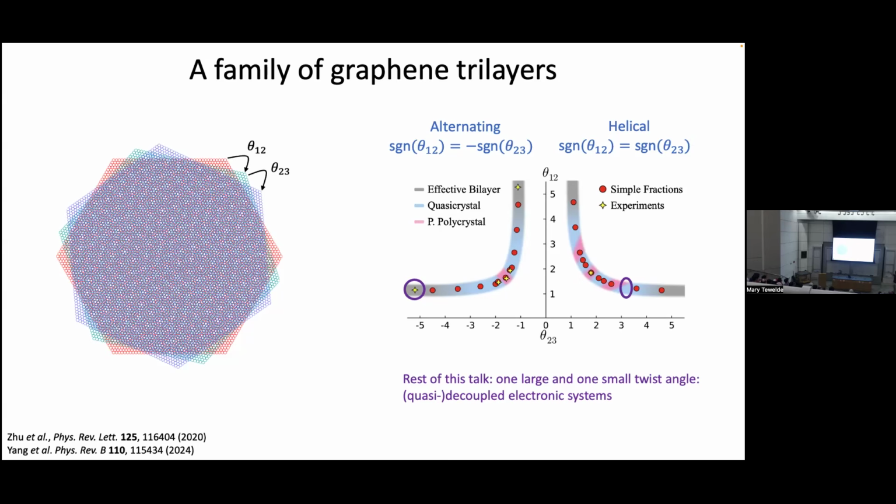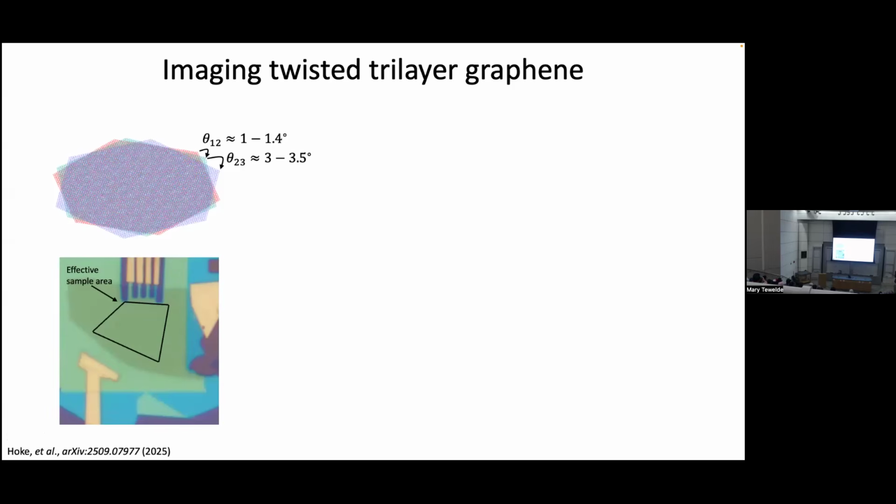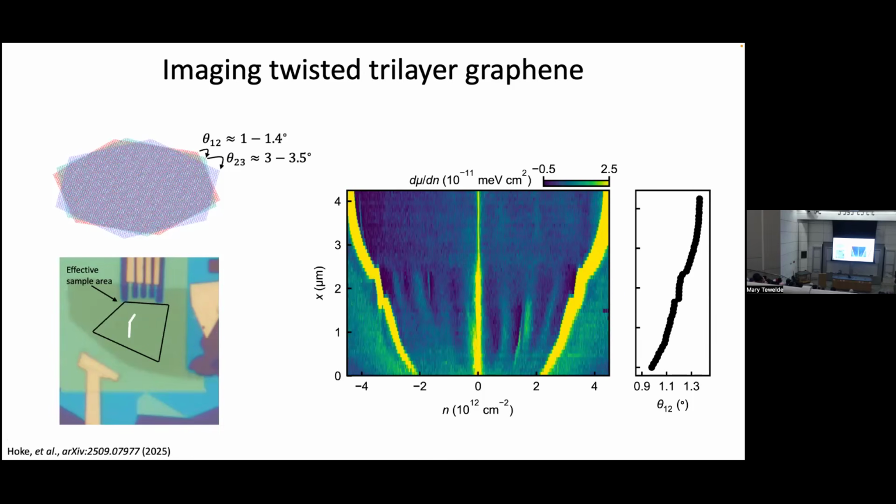I'm going to skip over this one, which is the twist decoupled case, and just go here, which has 3 layers which are quasi-coupled. I'm going to skip through this guy. So we have a trilayer that has about 1 to 1.4 degrees between one set of layers and 3 to 3.5 degrees between another. And if we just measure electronic compressibility, this is the superlattice gap associated with a smaller twist angle. And it varies as a function of position. That corresponds to a variation in the smaller twist angle. The larger one we have only estimates for, but this is at least the right approximate value.